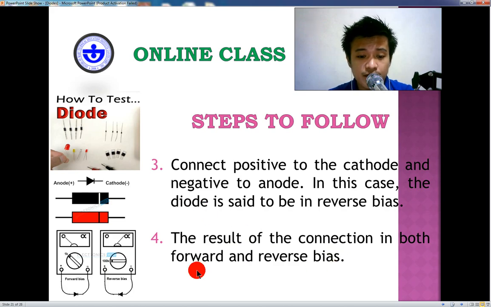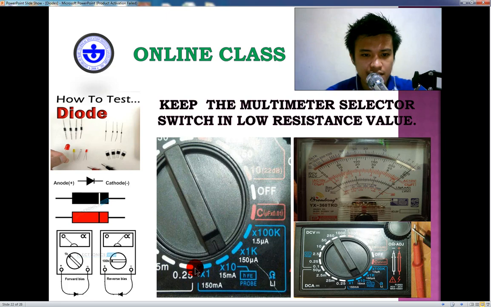That is the result of the testing in forward and also in reverse bias. You need to know the result of those connections. Okay? So I hope so. So we have in here.